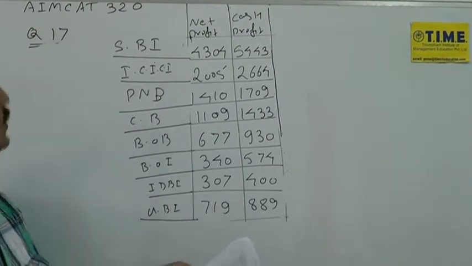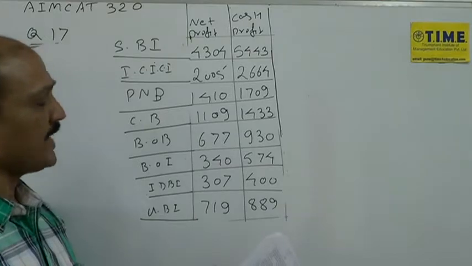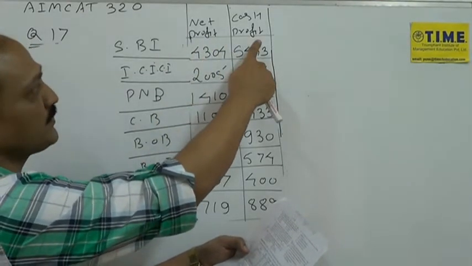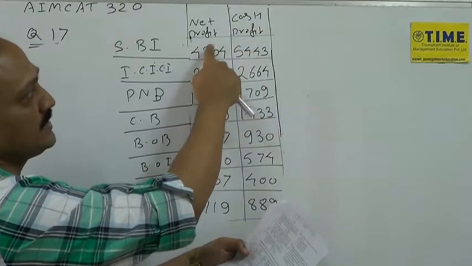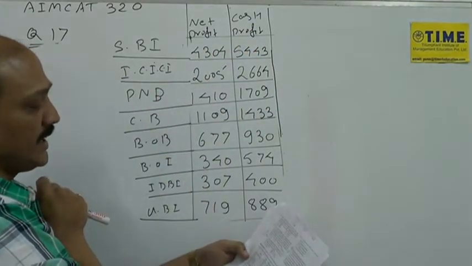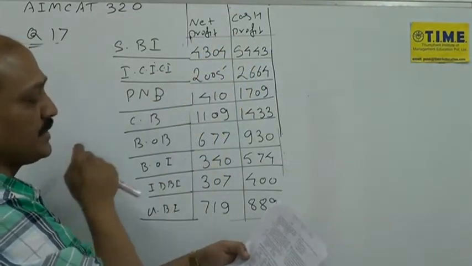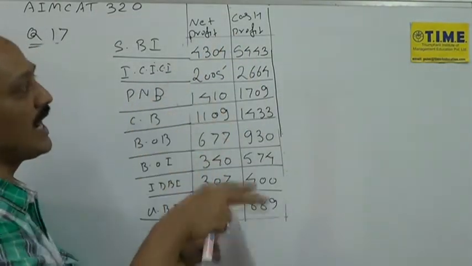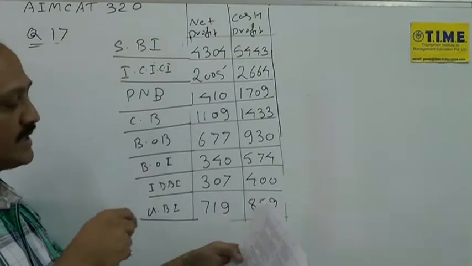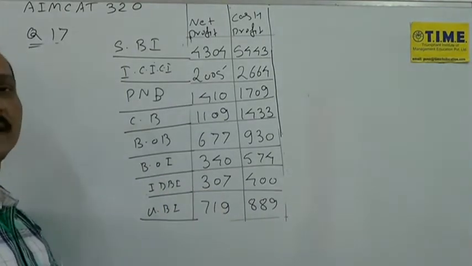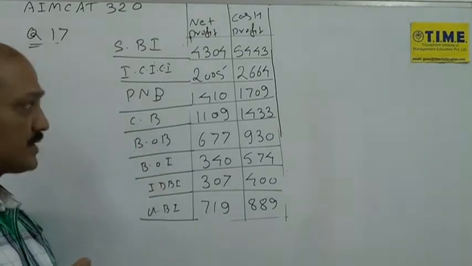Now the 17th question says that if net profit is obtained by deducting taxes from the cash profit, that means this minus this is your taxes. Then they're saying the highest value of tax paid as a percentage of cash profit is how much. They're not asking which bank has the highest, they're asking what is the highest possible value, which is the same as finding out which bank has the highest, and then you can do the rough calculations.